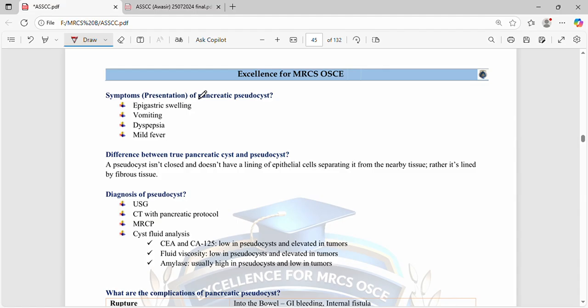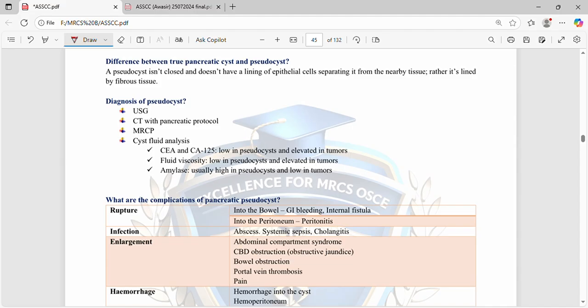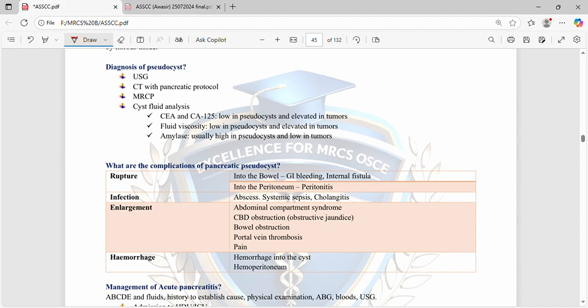So check for carcinoembryonic antigen and CA125, low in pseudocyst and elevated in tumors. Fluid viscosity low in pseudocyst and elevated in tumors. Amylase usually high in pseudocyst and low in tumors. And then afterwards plan the management, whether surgical or anything you want to plan.